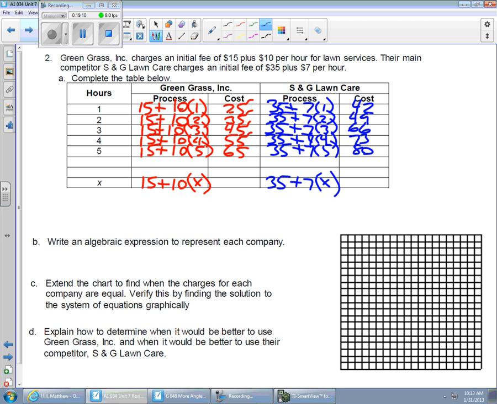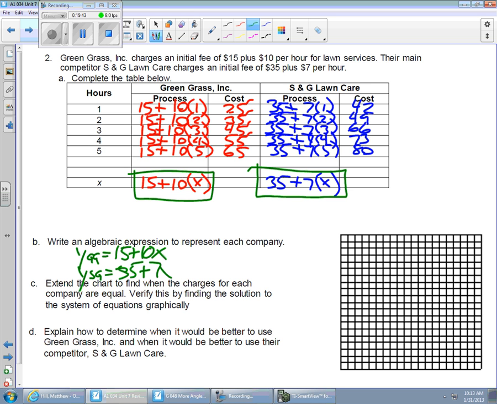Okay, so the table's complete for part A anyway. Write an algebraic expression to represent each company. Well, folks, if you can fill in the process column, then you already have your equation sitting right here and right there. The y for green grass equals 15 plus 10x, and the y, which is the total cost for S&G, is 35 plus 7x. Just straight out of the process column.